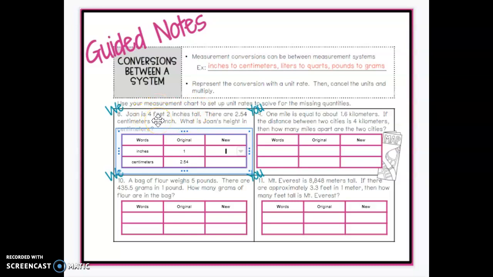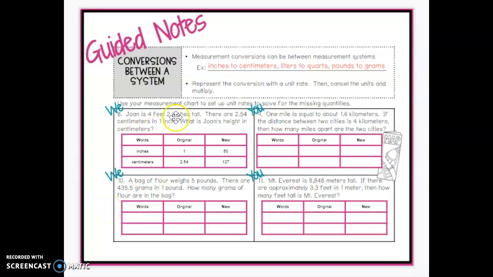And so we need to convert right here, feet. So 4 times 12 is 48, plus these 2 inches, 48, 49, 50. She is 50 inches tall, and we need to figure out how many centimeters that is. So what we need to do is cross multiply 50 inches times 2.54 centimeters, and that's going to give us 127 centimeters. So our answer here, what is Joan's height in centimeters? It's 127 centimeters. Okay? Let's go ahead and do number 10.